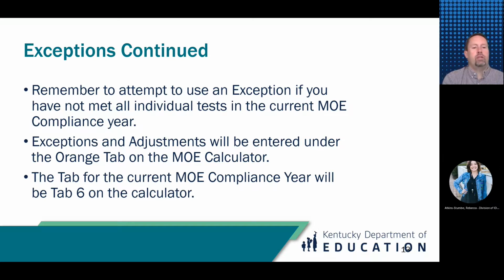And you can also look, the child count reduction exception would be on there. You can look at all that information on that orange tab. And for this current MOE compliance year that we're finishing up, that 2021 year that I spoke of, that was tab 6 of the calculator.